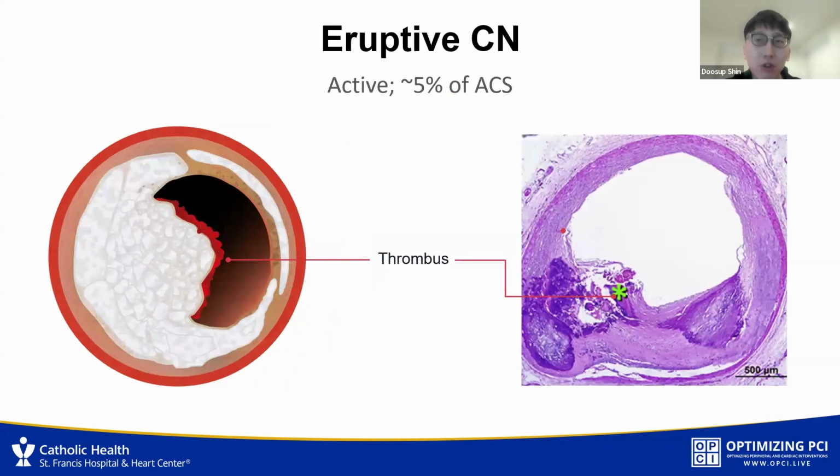Also, these eruptive nodules are what early pathology studies described as calcified nodule, typically as a cause of sudden cardiac death. So traditionally, calcified nodules were referred to as this eruptive subtype.